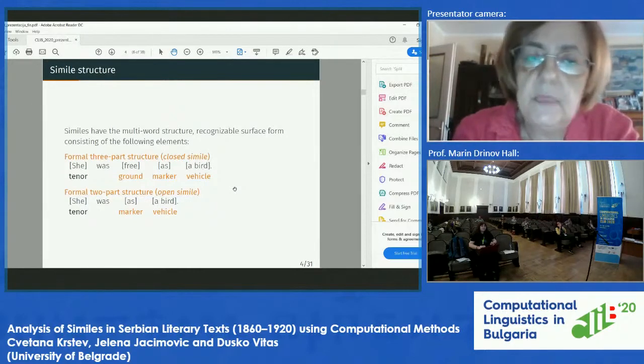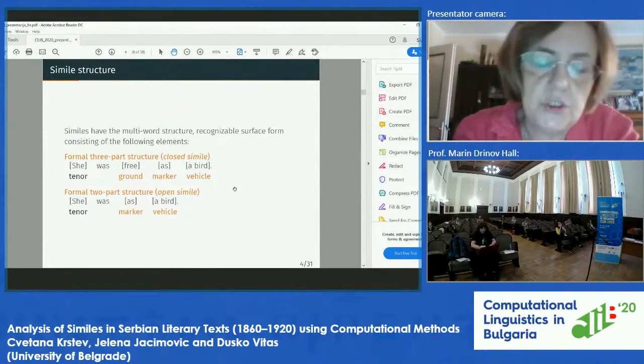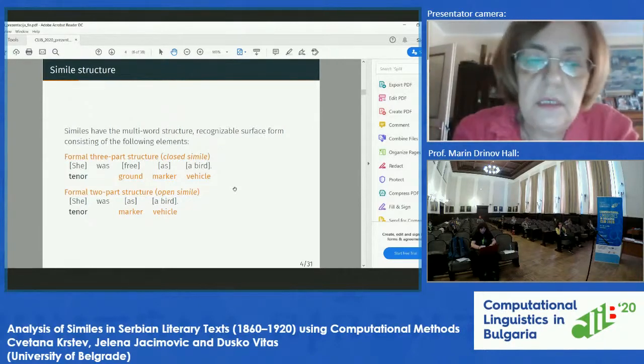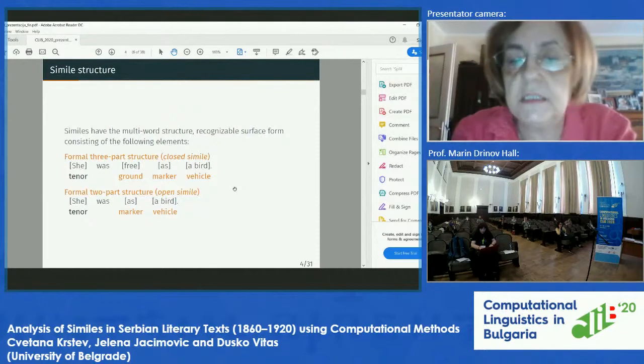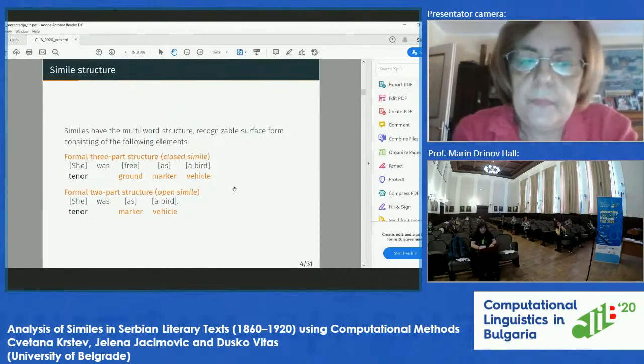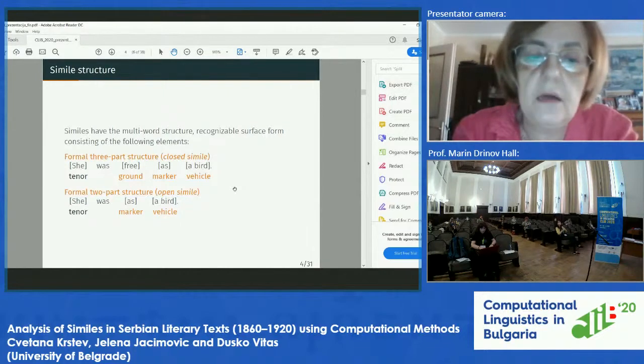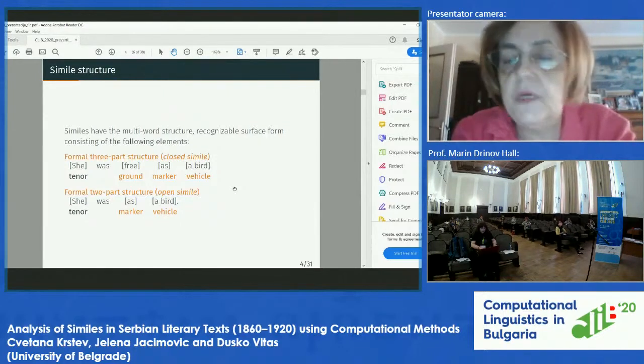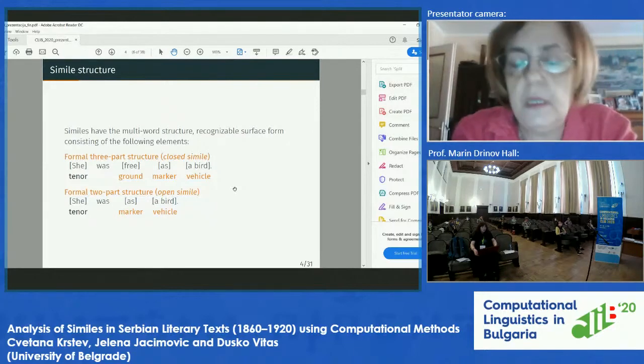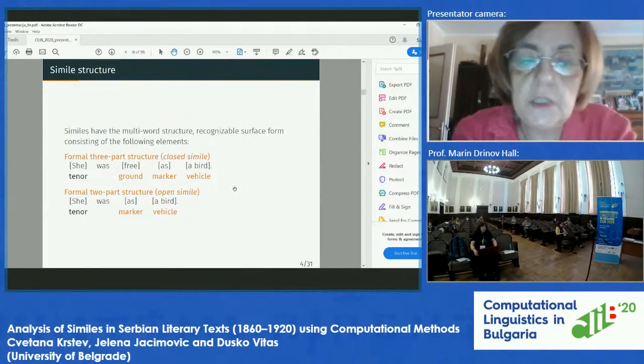Basically, similes have a multi-word structure, a recognizable surface form consisting of some fixed elements. They can be either a closed simile, which has a three-part structure, as seen here in this example: she was free as a bird. These three elements are ground, free; marker, as; and vehicle, a bird. Or it can be an open simile with a two-part structure: she was as a bird.